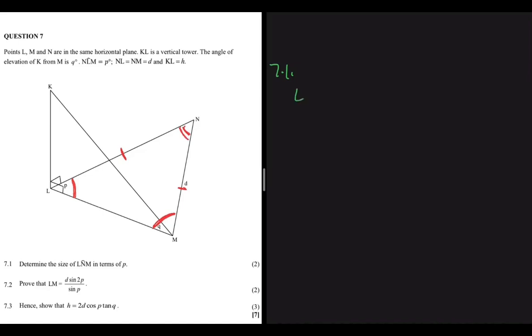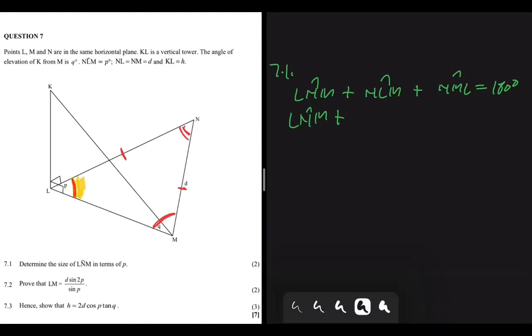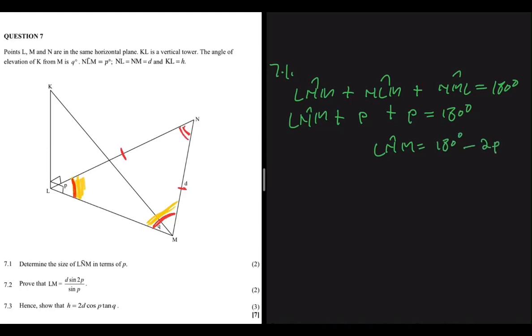So now we're going to have LNM plus NLM plus NML equal to 180 degrees, the sum of angles in a triangle. But what is LNM? LNM is what we're interested in. And what is NLM? This angle here, we have just said that it is equal to P. So we have P plus NML, this angle here. We've also said that that angle will also be equal to P because line NL is equal to line NM. So plus P is equal to 180 degrees. So now you can see that LNM will be equal to 180 degrees minus 2P. Now we can move to the next question.